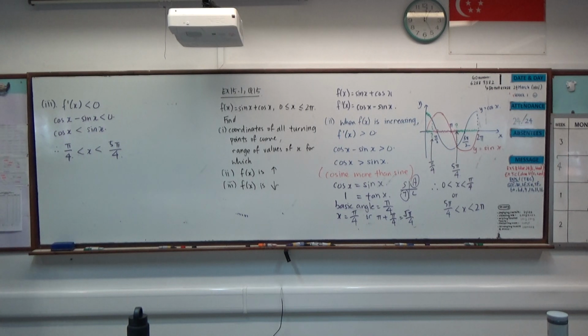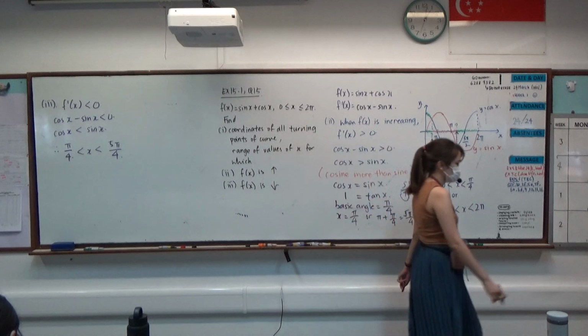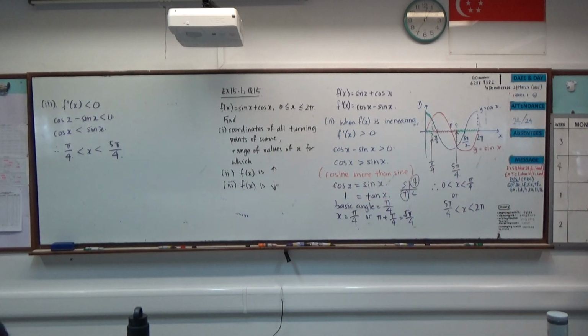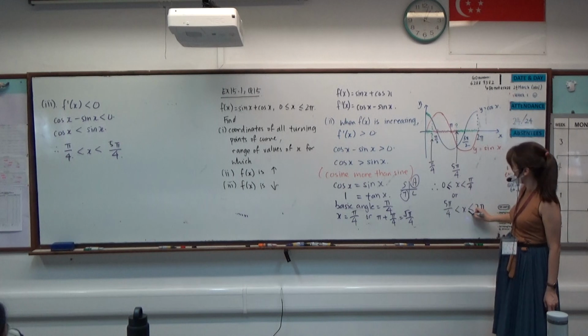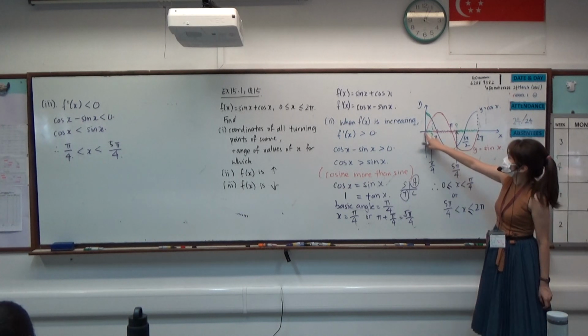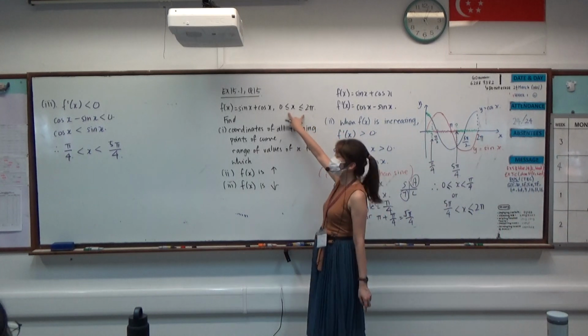Okay? Questions? Oh, sorry, so a minor edit. I forgot to put in an equal sign here and an equal sign here, because it includes 0 itself and includes 2 pi. Down here it is inclusive.